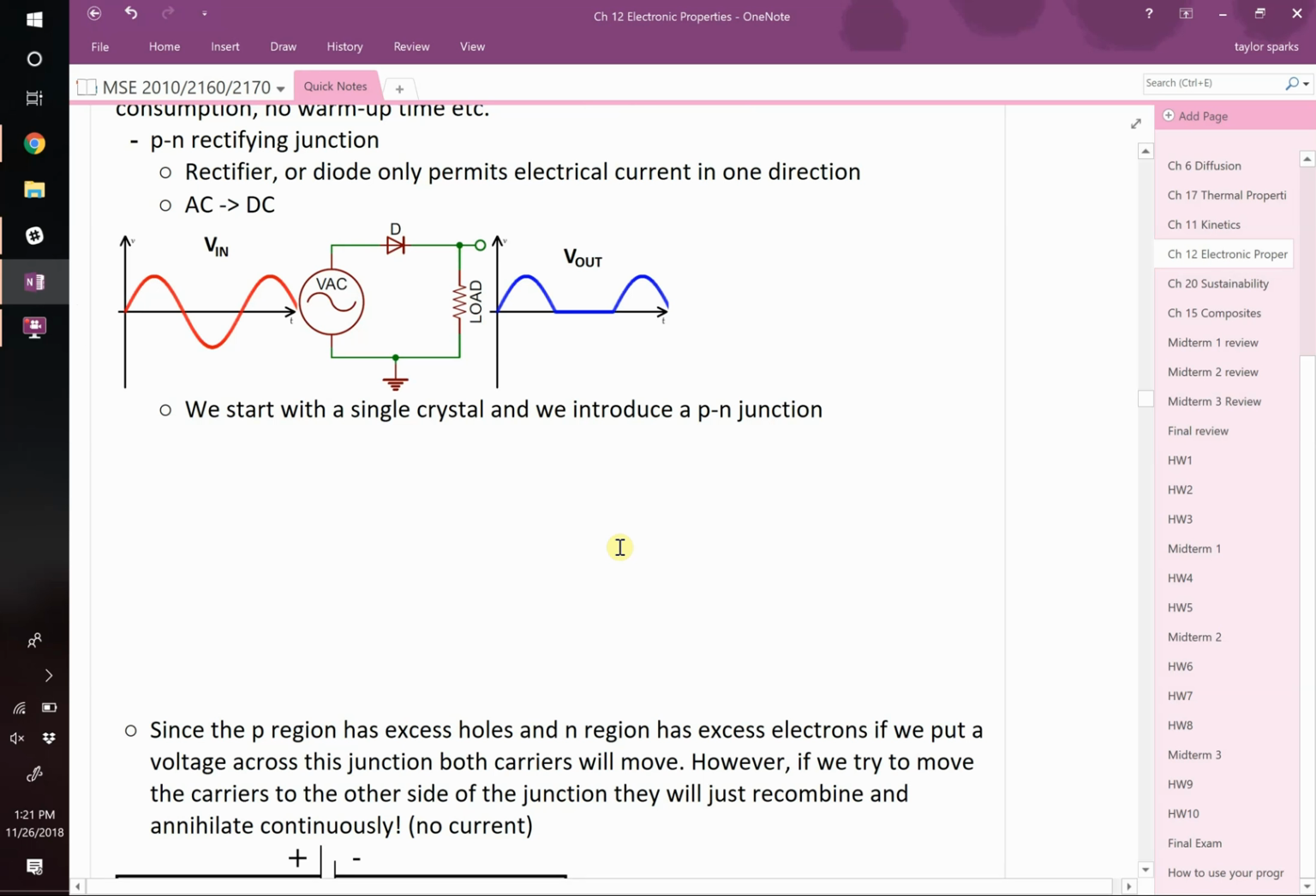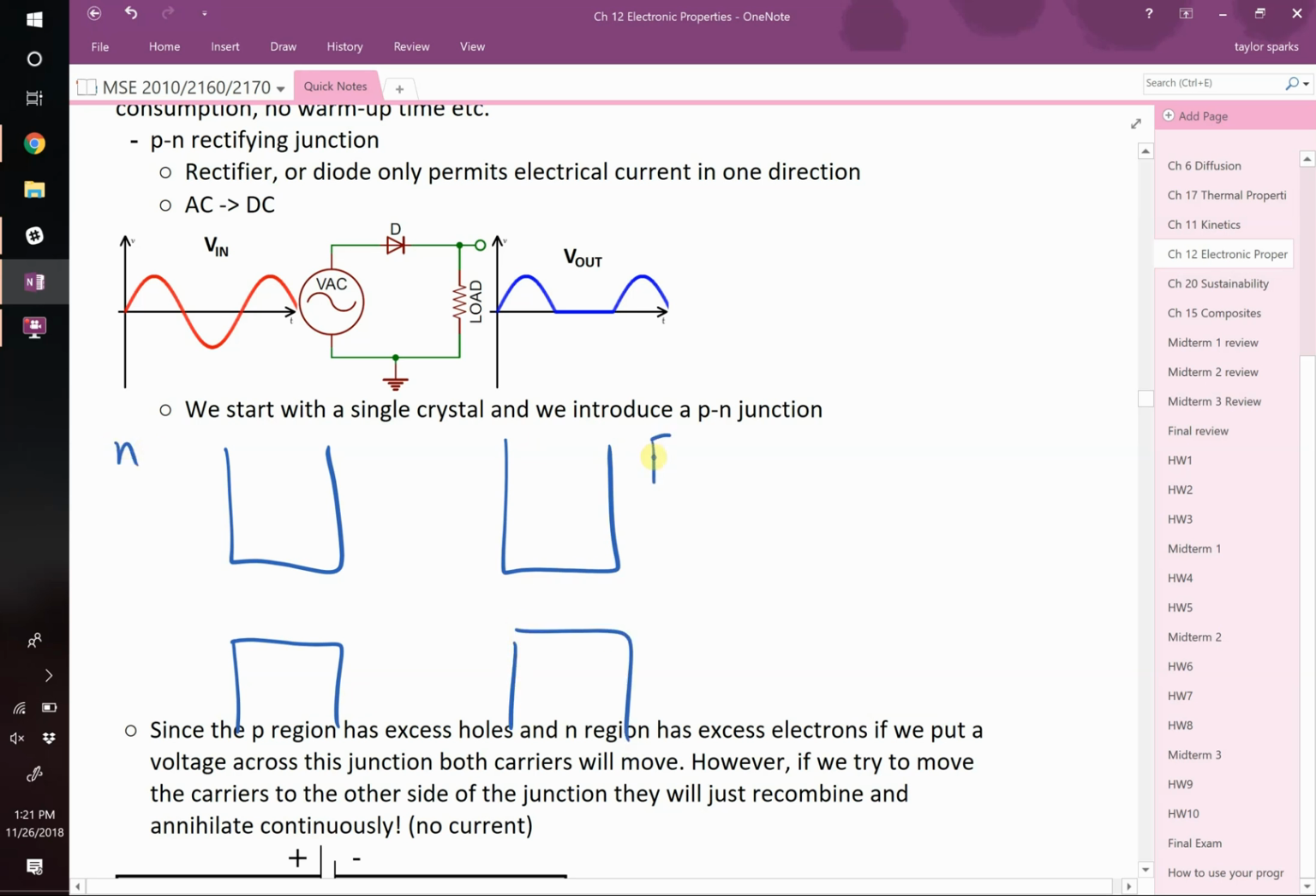Here's how it works. If you've got 2 materials, one's P-type, one N-type, we're going to smush them until they touch, right? So you've got one right here and one right here. If this is the N-type material, and this is the P-type material, the N-type has the Fermi level closer to the conduction band, whereas the P-type, it's closer to there. This has an excess of electrons, N, whereas this has an excess of holes right there.